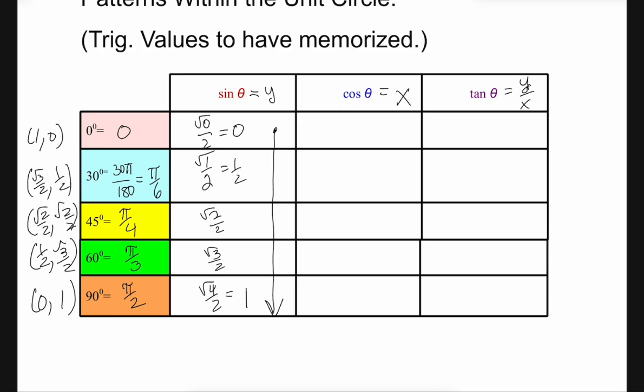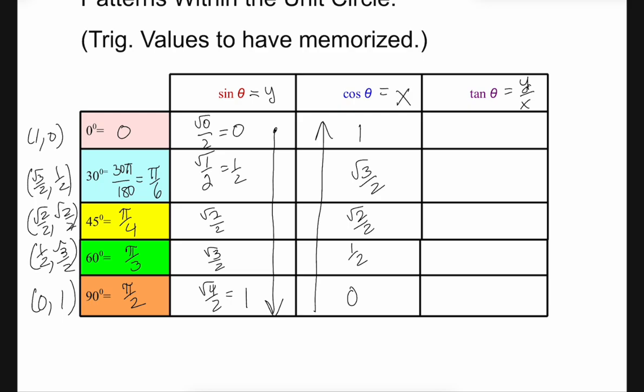Okay, now let's pull out the x values. They go the opposite way. So we have them written already. So let's start down here. This is 0, square root of 1 over 2, square root of 2 over 2, square root of 3 over 2, square root of 4 over 2.